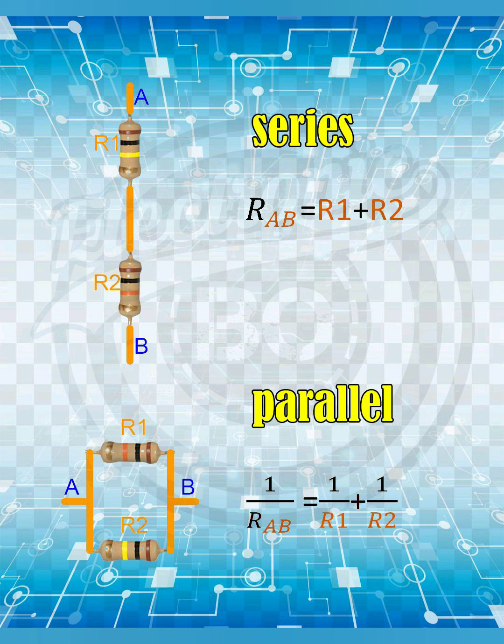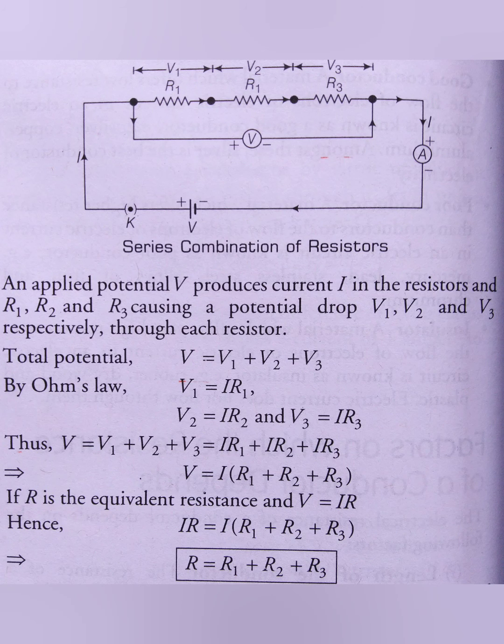Let us learn the derivation of series combination of resistors. As you can see on the screen, we have three resistors R1, R2 and R3 connected end to end to each other, that is, in series combination. The potential difference or the potential drop across the three resistors R1, R2 and R3 are V1, V2 and V3 respectively.